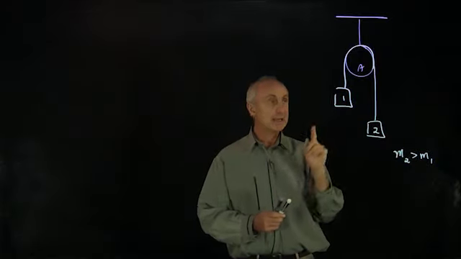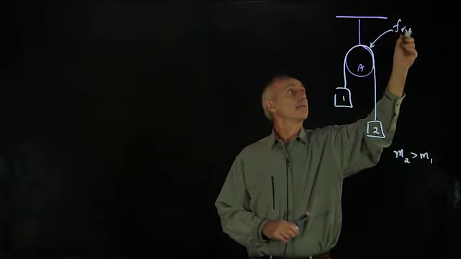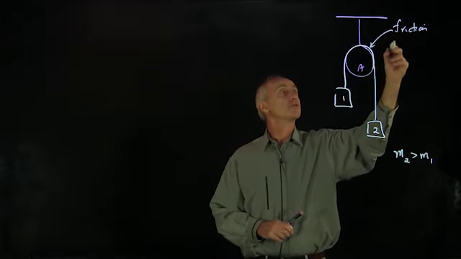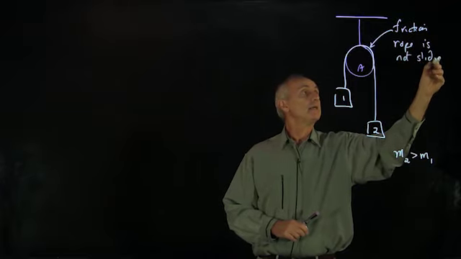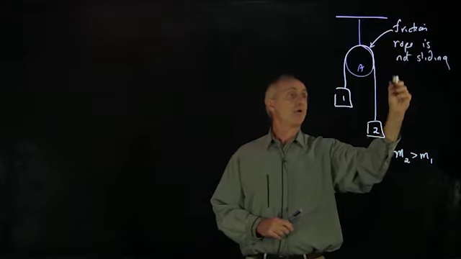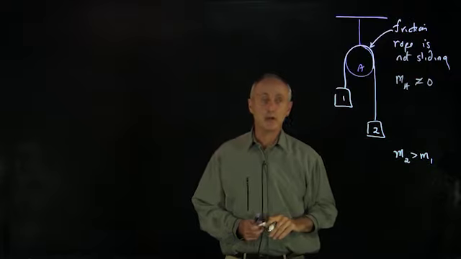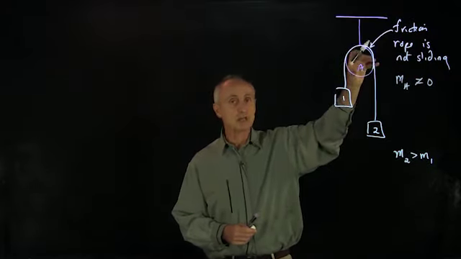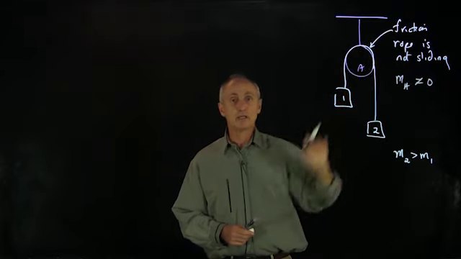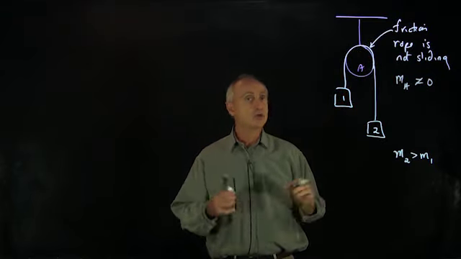Now, in this problem, there is friction between the rope and the pulley, so the rope is not sliding. And what that means is that the pulley will rotate. And also the mass of the pulley is not 0. So these were all assumptions we made way back when we were analyzing Newton's second law. But now we have to take into effect that there's some rotational inertia to make the pulley start to have angular acceleration.